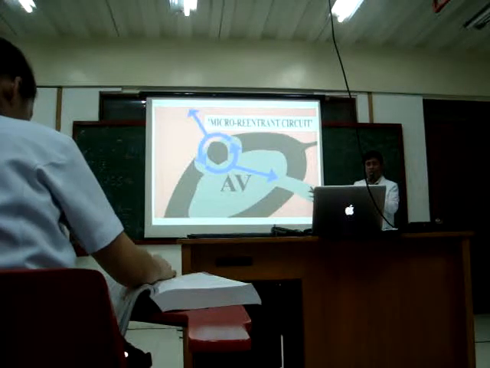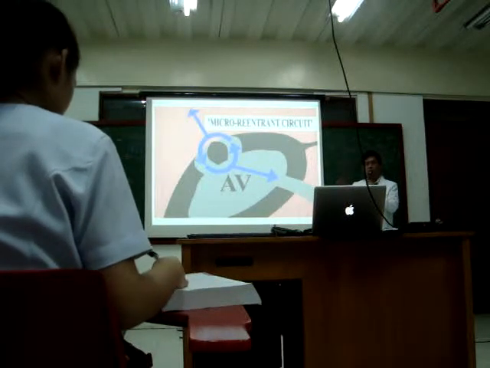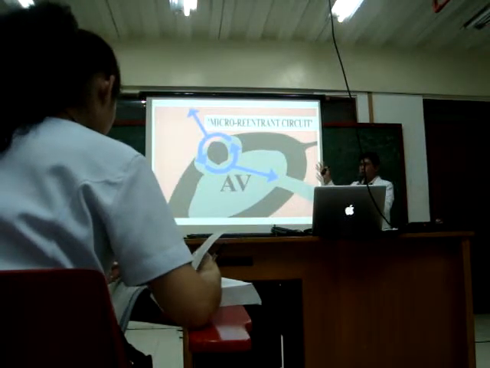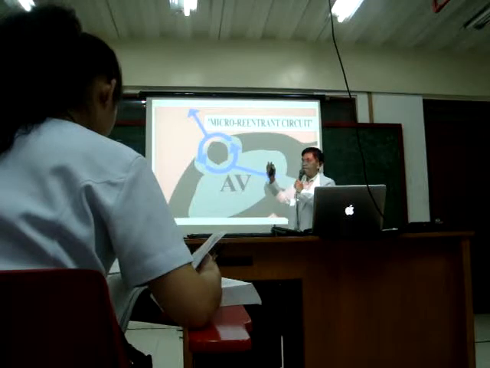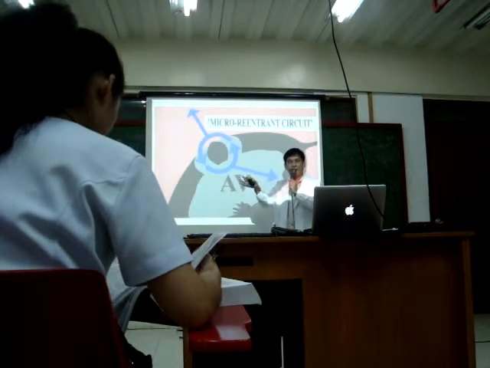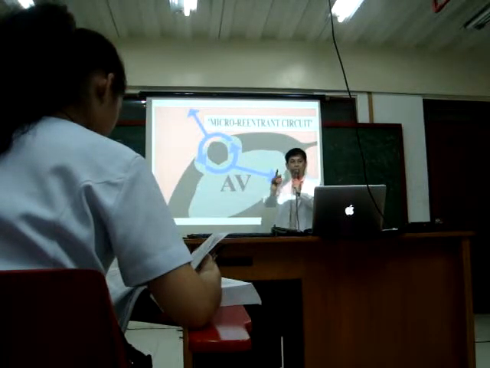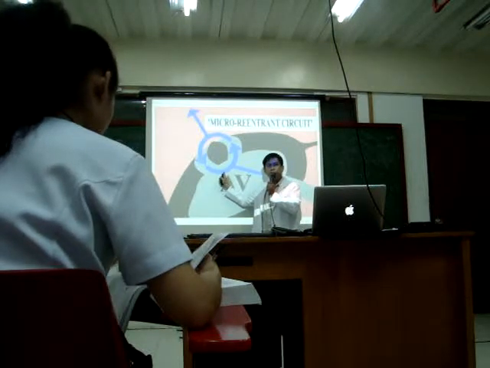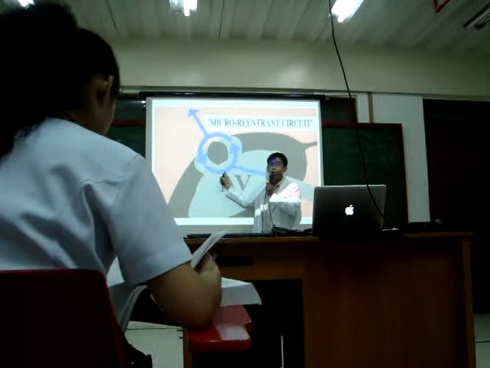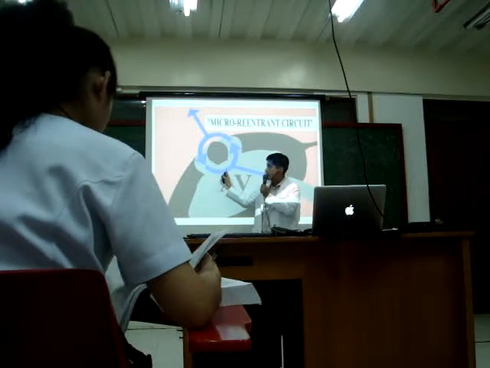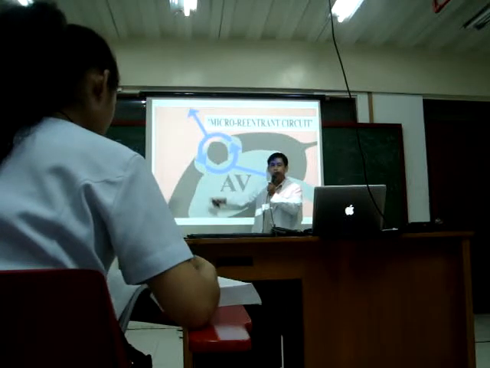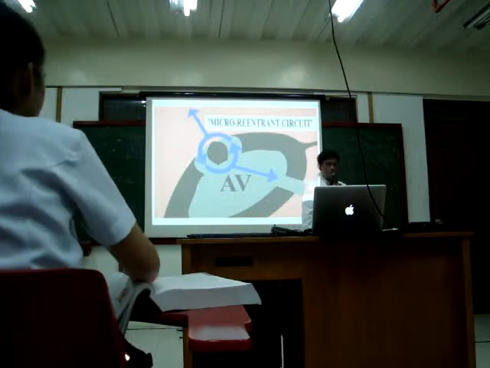Does everyone understand how that works? Okay, you don't need to know which one's slow, which one's fast. What I want you to remember about AV-NRT is the micro-reentrant circuit that's causing the 200 beats per minute because of one normal and one abnormal track. Okay?